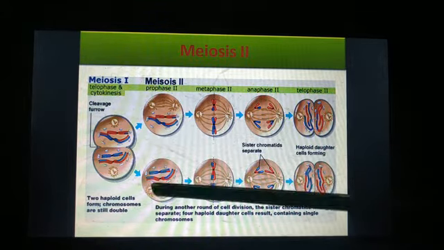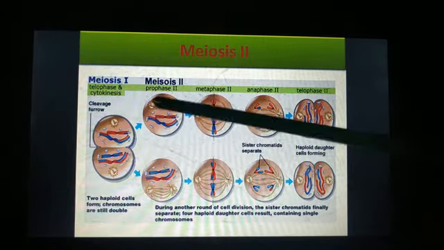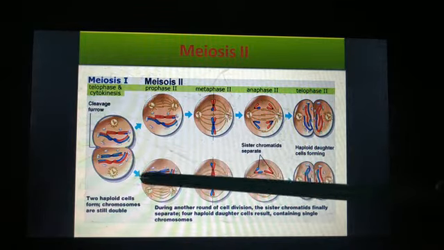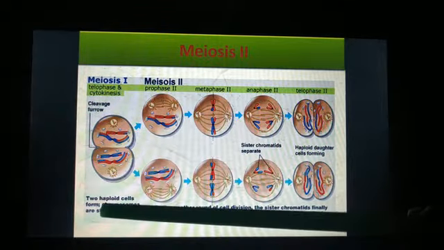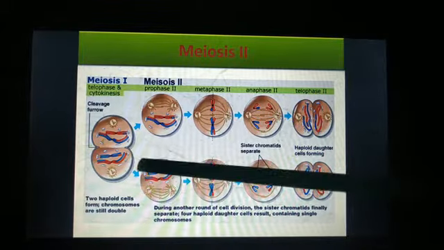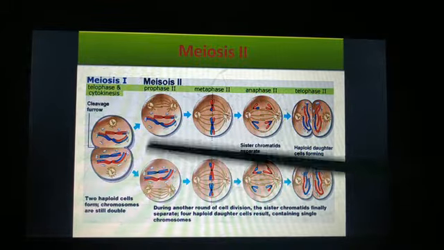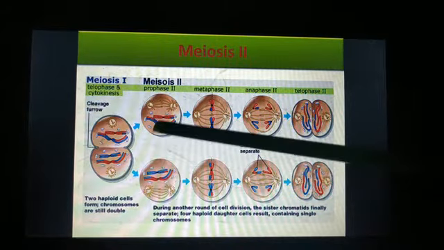These two are the same cells. Students, this is one cell, this is the other daughter cell. From this we got two cells, right? So the same event is occurring in both cells.